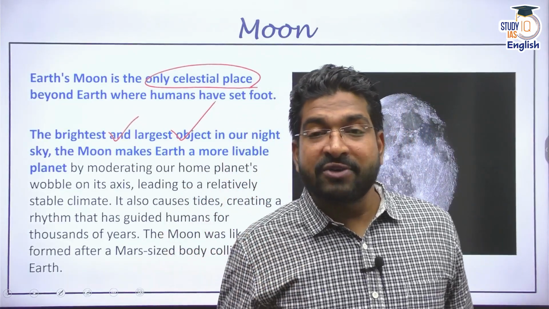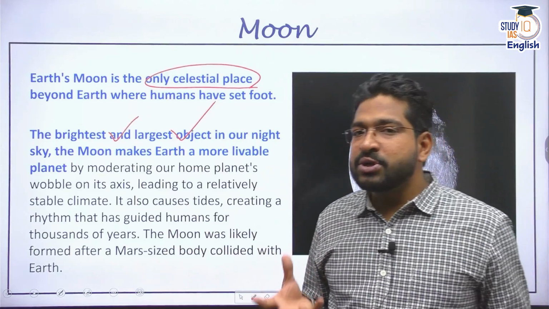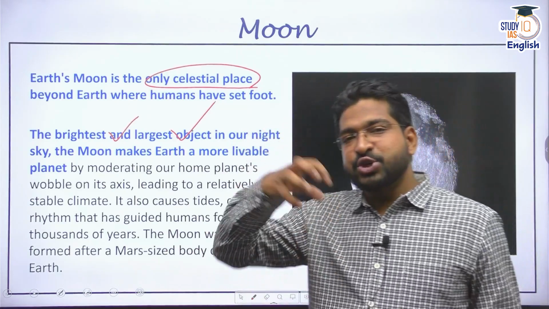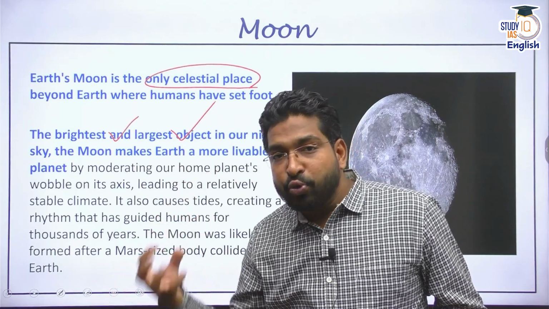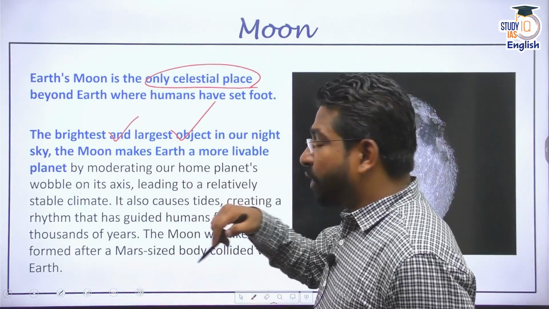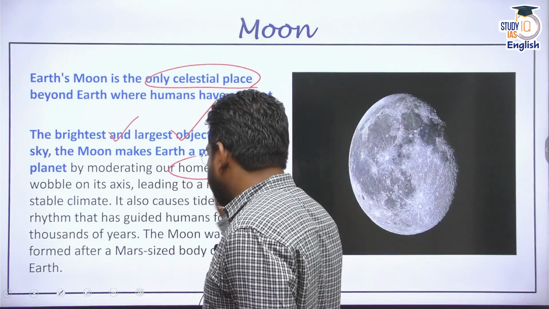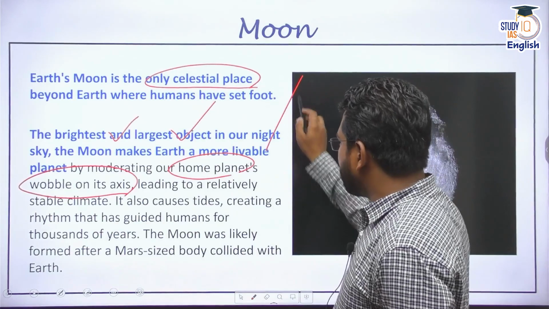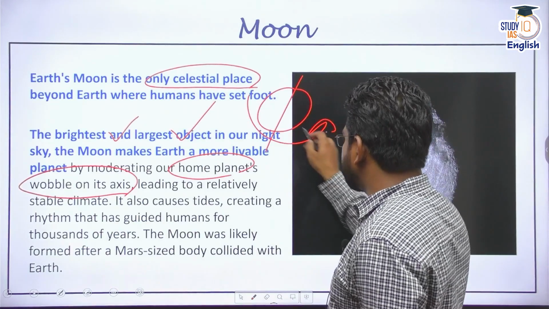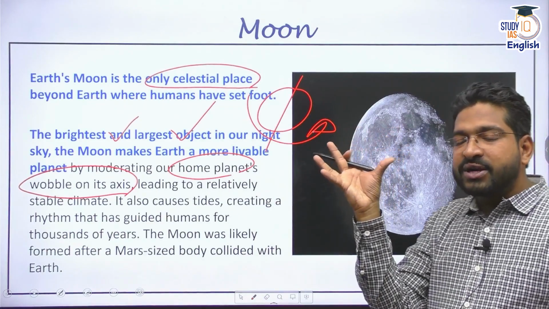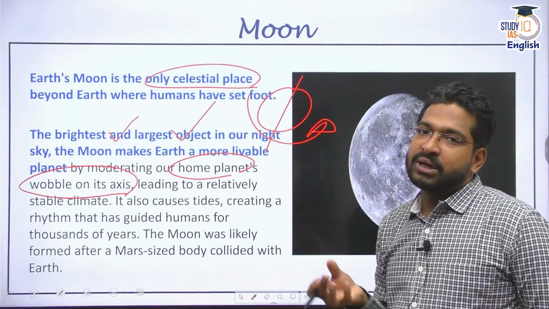Why? Because the moon is the natural satellite of Earth, and the moon has a gravitational effect on Earth. The moon ensures the habitability of Earth by moderating the home planet, that means Earth's wobble on its own axis. You do know that Earth spins around its own axis. And because of the moon's gravity, there is a moderating effect on the wobbling of Earth on its own axis.